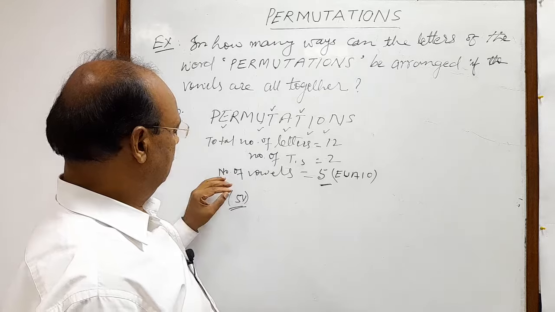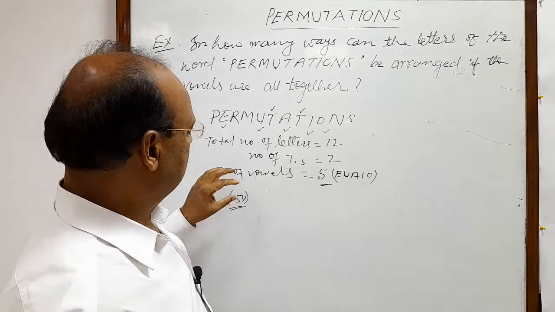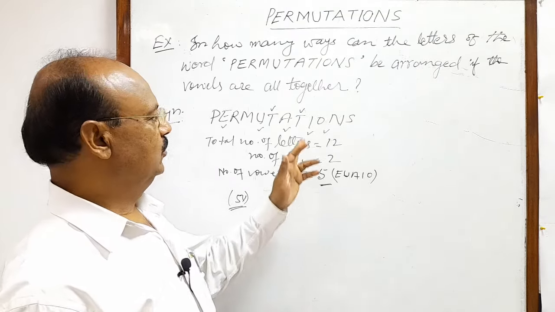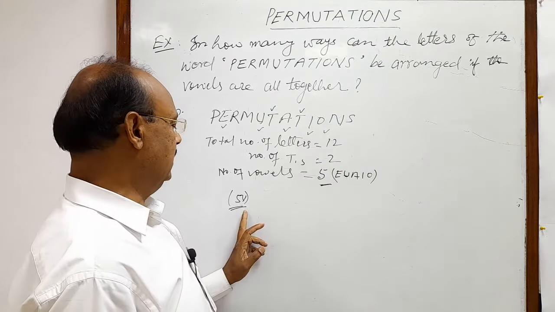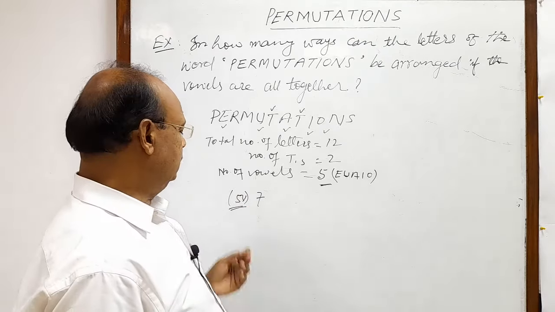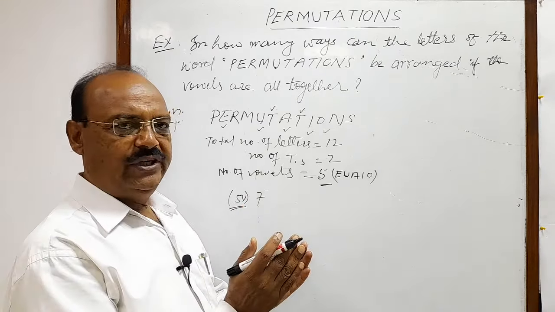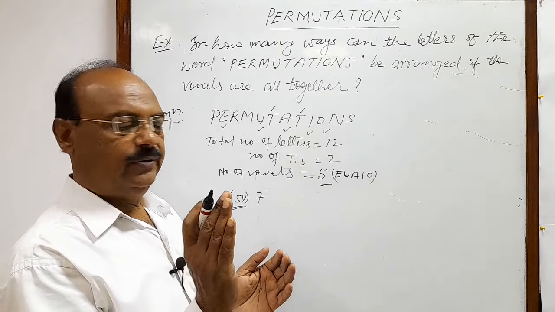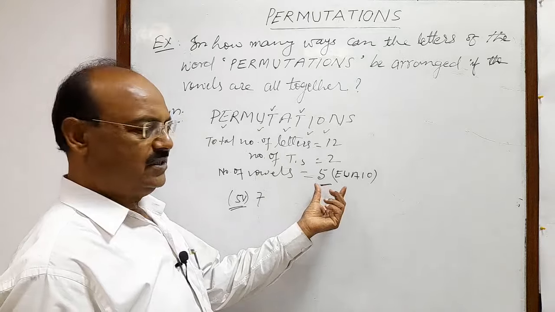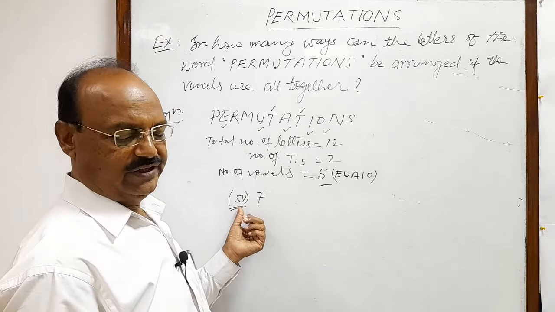So, after keeping these 5 vowels together, how many other letters are there? Total letters are 12 and 5 are vowels, so other letters are 7. Okay, so these 5 vowels will be in one group, treated as a single object, and the other 7 letters are here, so the total number of objects in this case will be 7 plus 1, 8, correct?